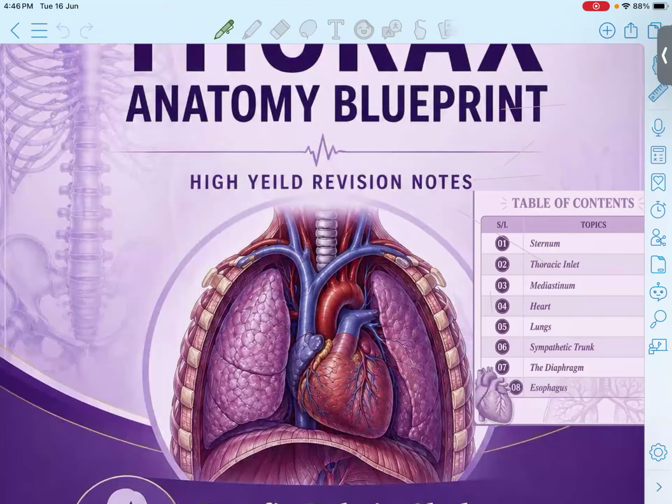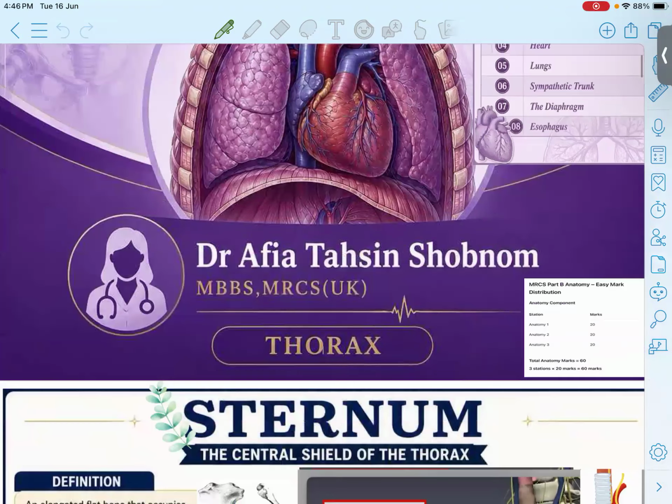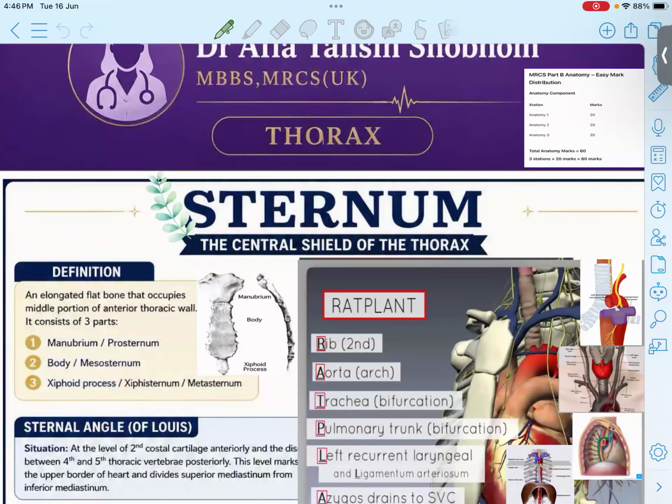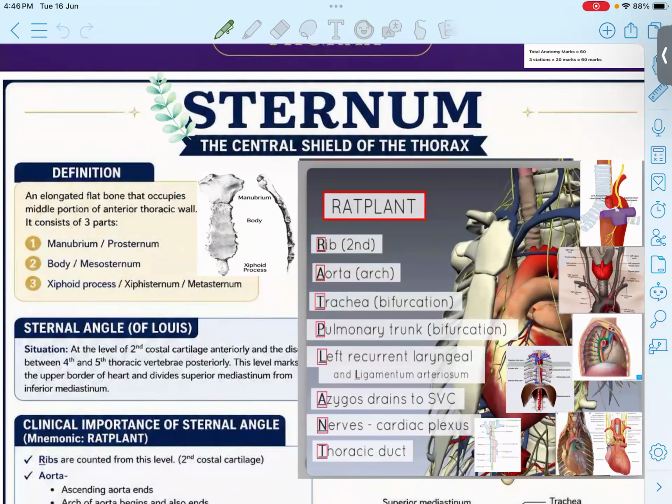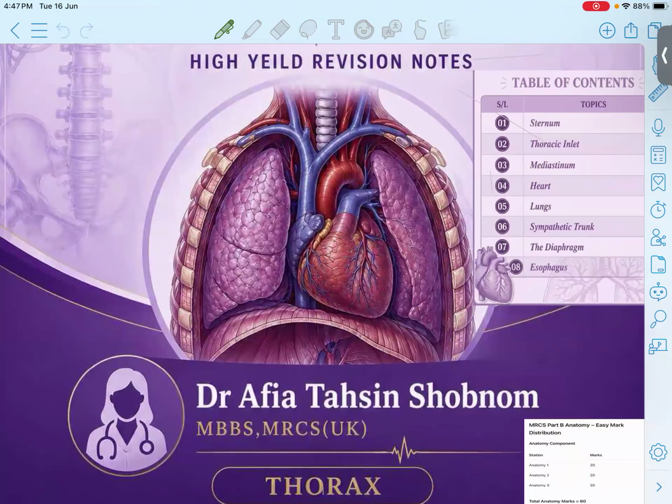But we have to go through all the topics, and I will emphasize the recall questions mostly, and I will teach you tips and tricks. I won't just keep reading, it would be boring. I will go through the main points and show you the key points you have to remember. Today we will discuss half of our contents: sternum, thoracic inlet, perineum, and heart.